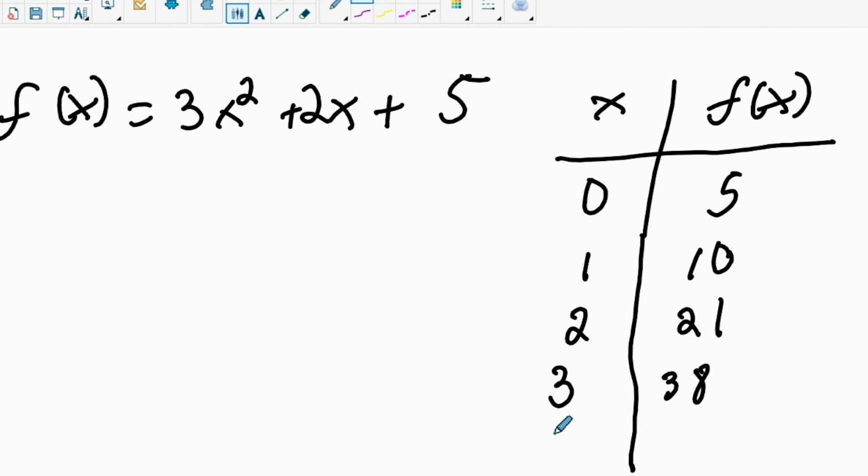And then let's go do another one. 4. 4 squared is 16. 16 times 3 is 48. 4 times 2 is 8, 48 and 8 is 56. 56 plus 5 is 61.